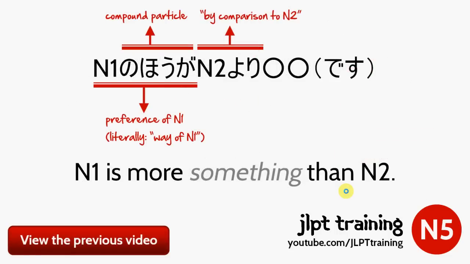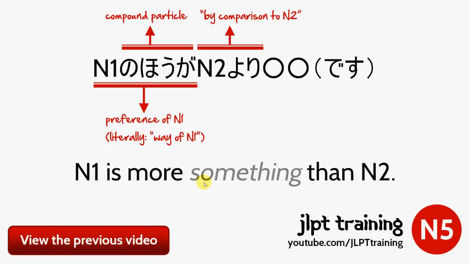This is just a breakdown of how this sentence is formed. So we've got N1 no hou ga. No hou ga is a compound particle. So what that means is it acts like a particle, but it's made up of a bit more. So hou is actually direction in Japanese. However, no hou ga is more way of N1, or as you can see what I've written on there, preference of N1. And of course, N2 yori is by comparison to N2. And if you want to see an explanation of that, you can just click the link at the bottom there to view the previous video where I covered that.